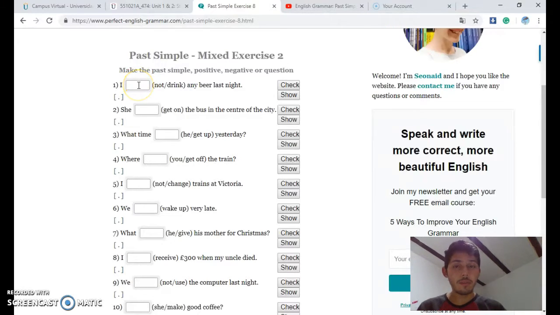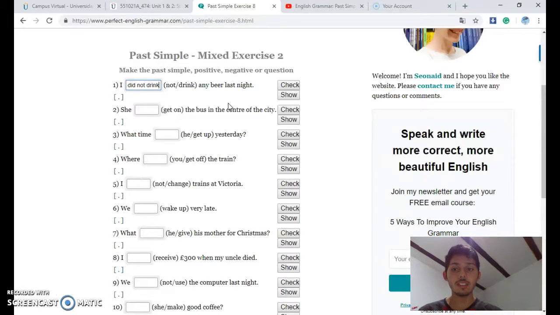So remember, in past simple, the only auxiliary that you have to use always is did. So you must say I did not drink. So our sentence will say I did not drink any beer last night, which in Spanish would be yo no bebí ninguna cerveza anoche.